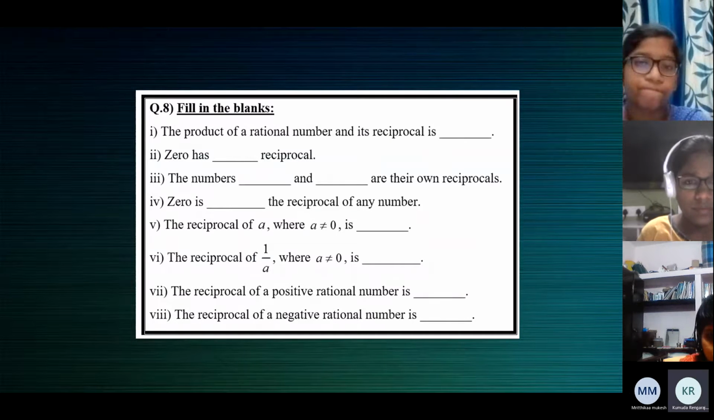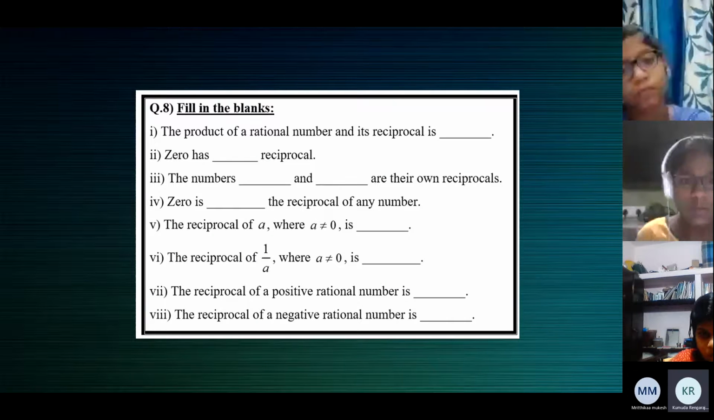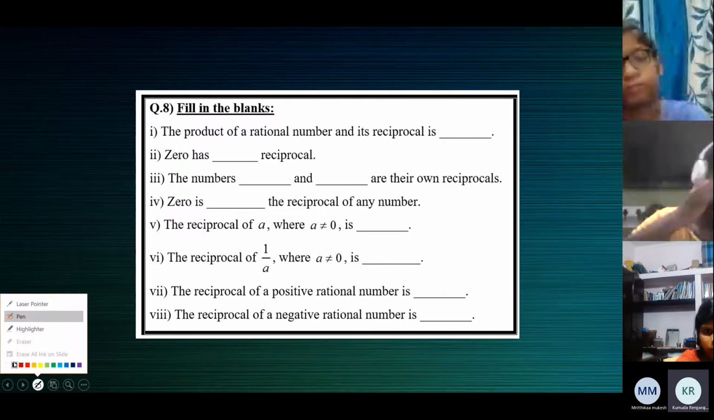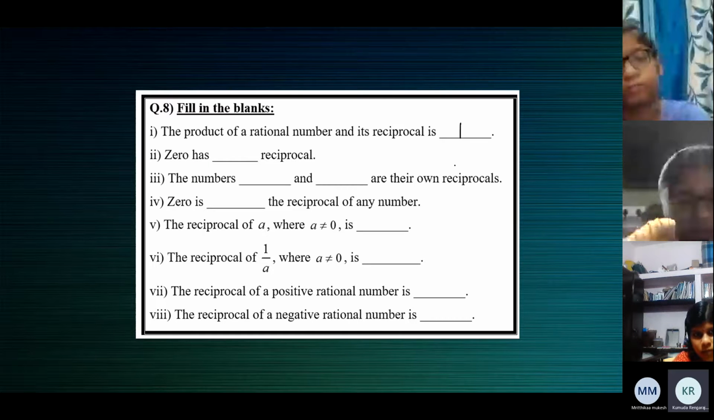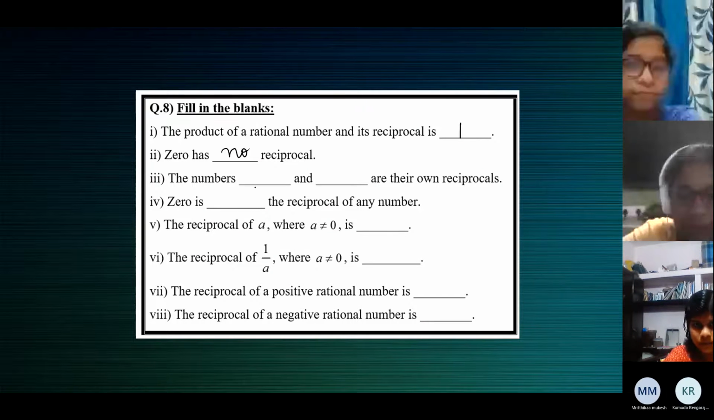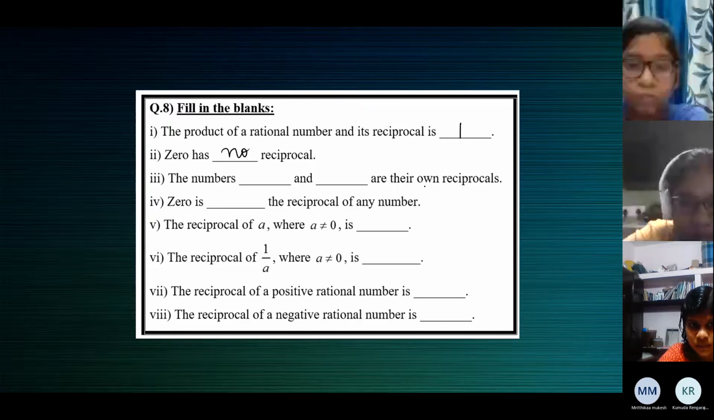We'll just answer whatever should come in the blank. You may write it later. The product of a rational number and its reciprocal is? Always 1, ma'am. Yes, the product of a rational number and its reciprocal is always 1. 0 has? No reciprocal, ma'am. 0 has no reciprocal, correct? Yes, ma'am. Okay. The numbers dash and dash are their own reciprocals.